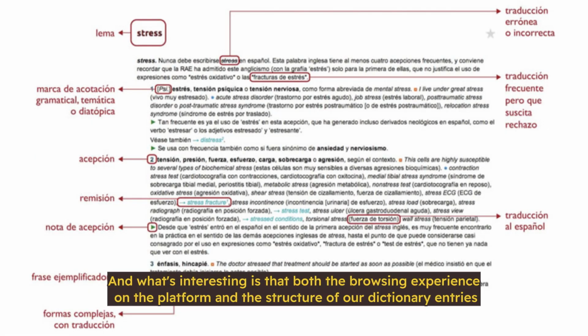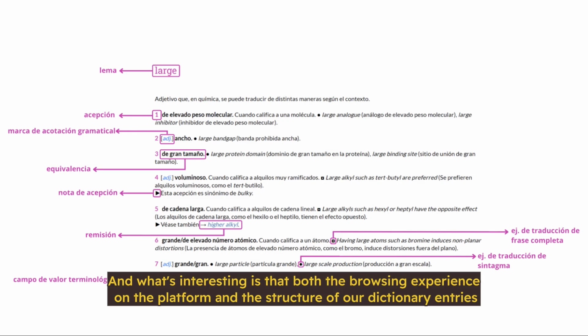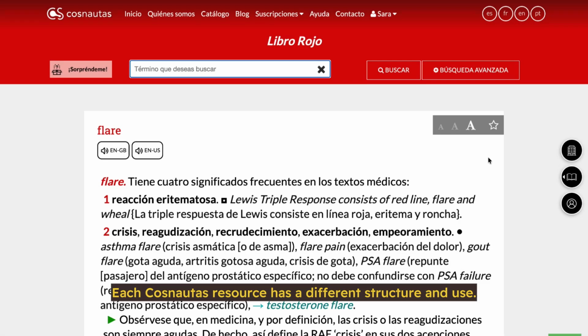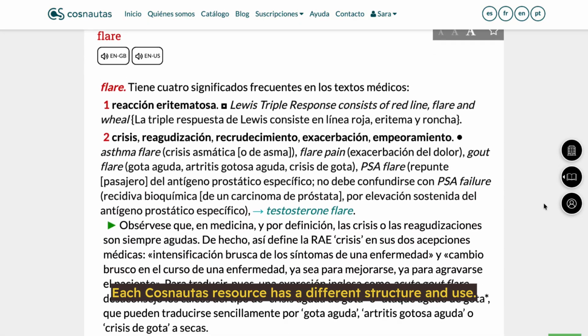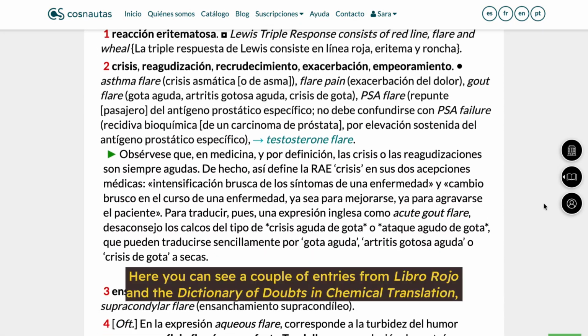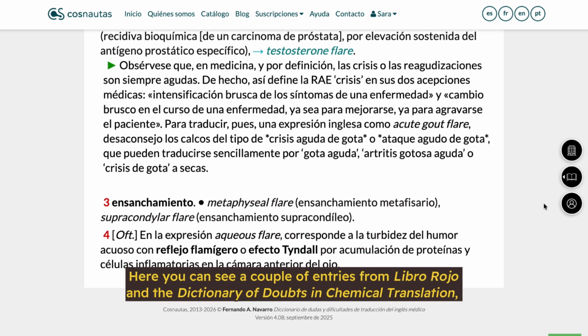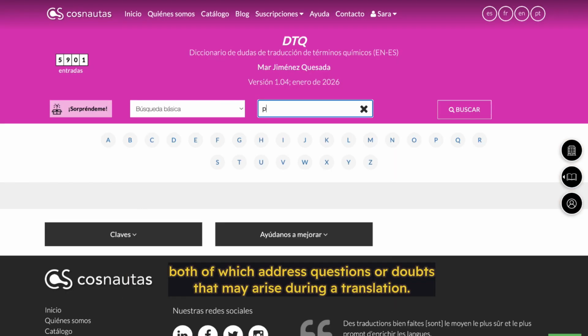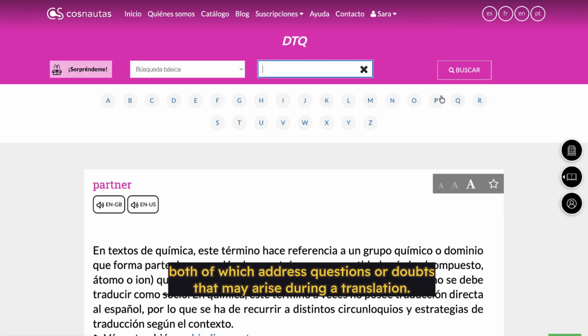And what's interesting is that both the browsing experience on the platform and the structure of our dictionary entries are consistent and easily recognizable. Each Cosnautas resource has a different structure and use. Here you can see a couple of entries from Libro Rojo and the Dictionary of Doubts in Chemical Translation, both of which address questions or doubts that may arise during a translation.